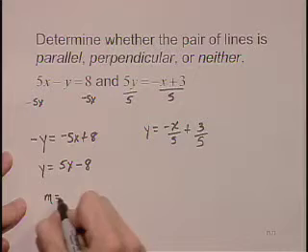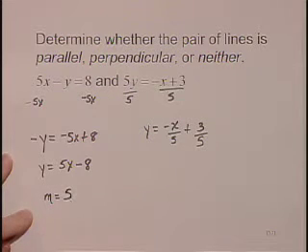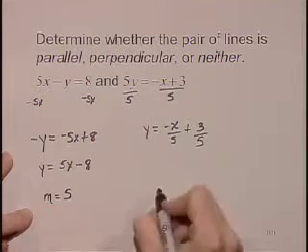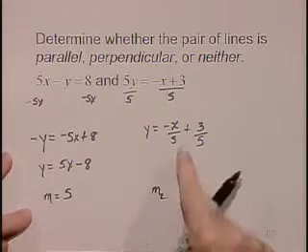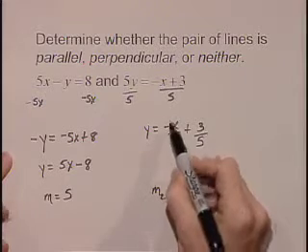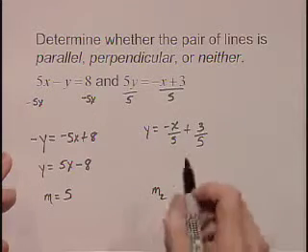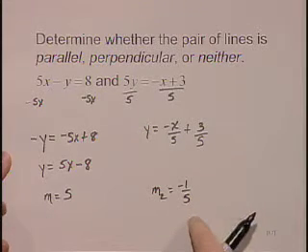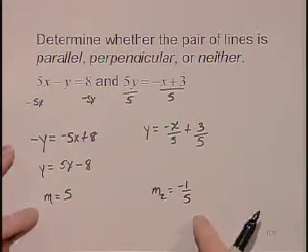In equation number 1, our slope is 5, which is the coefficient of the x term. In our second line, the coefficient of this x term, if we imagine that the numerator has a 1, we'll end up with a slope of negative 1/5. We're now ready to compare.